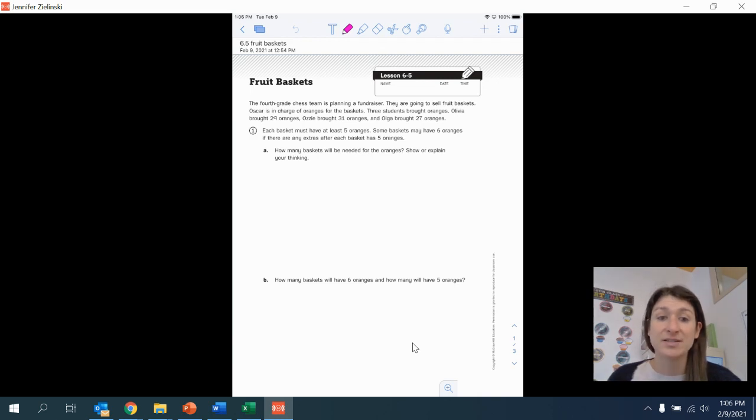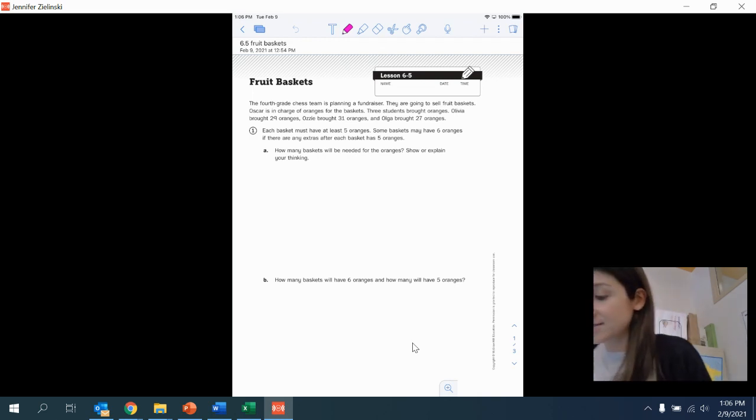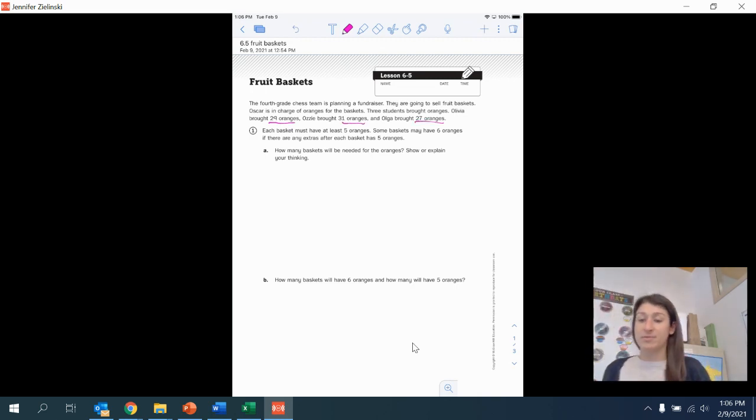They are going to sell fruit baskets. Oscar is in charge of oranges for the baskets. 3 students brought oranges. Olivia brought 29, Ozzy brought 31, and Olga brought 27 oranges. All right, so that is a good start. Since I just read that, let's talk about our oranges and let's underline our numbers here. That might be important. Each basket must have at least 5 oranges. Some baskets may have 6 oranges if there are any extras after each basket has 5 oranges.